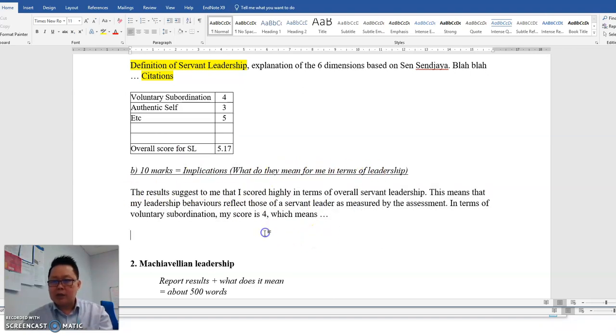I will say something like this: the results suggest to me I scored highly in terms of overall servant leadership. This means that my leadership behavior reflects those of a servant leader as measured by the assessment. In terms of voluntary subordination, my score is 4, which means blah blah blah. So you will continue to talk about 1, 2, 3, 4.